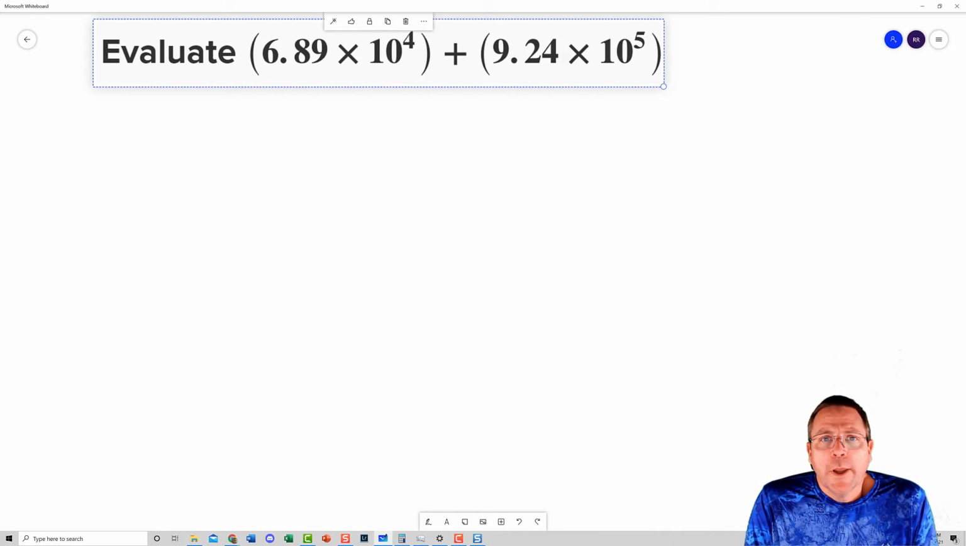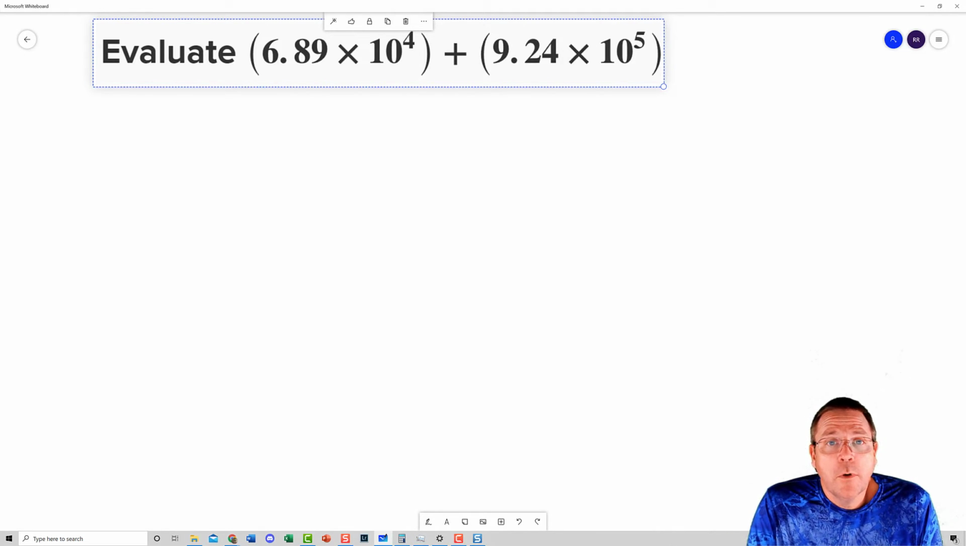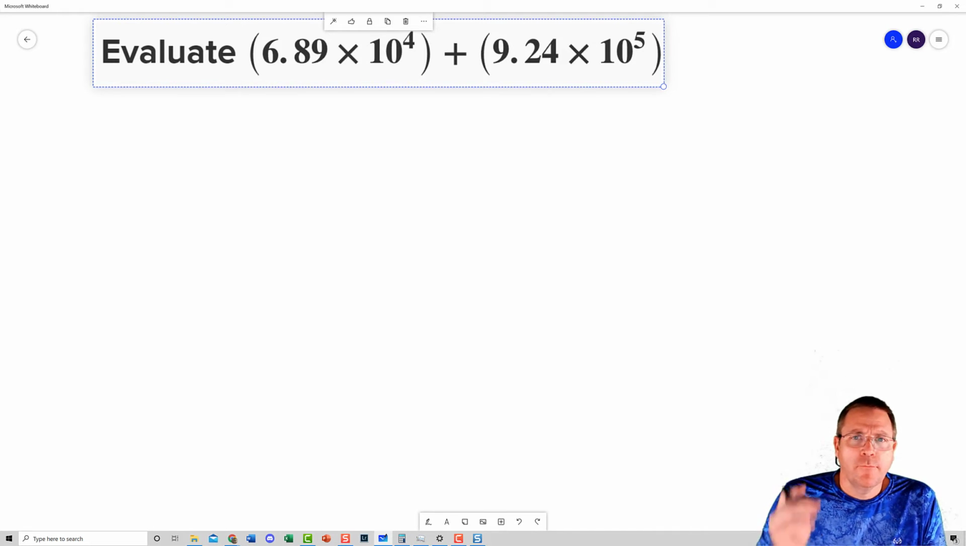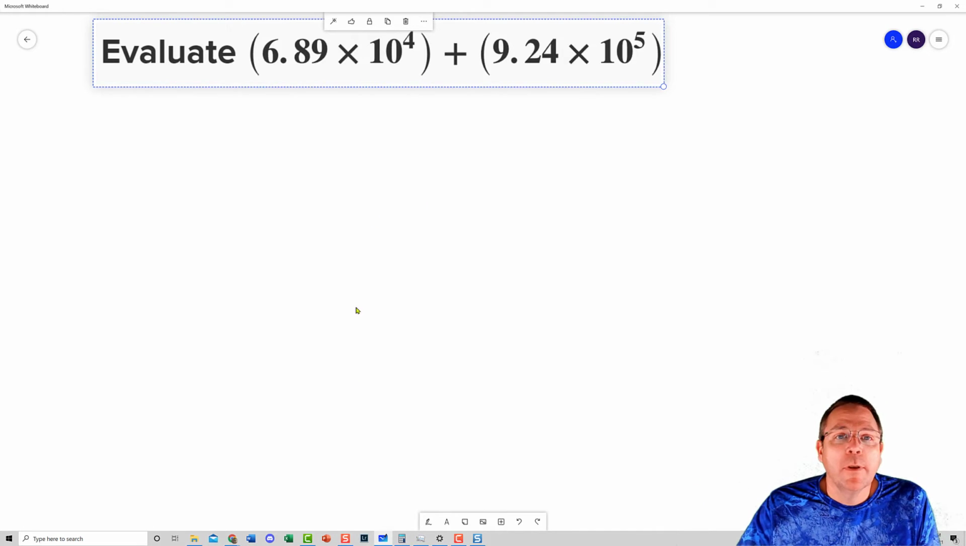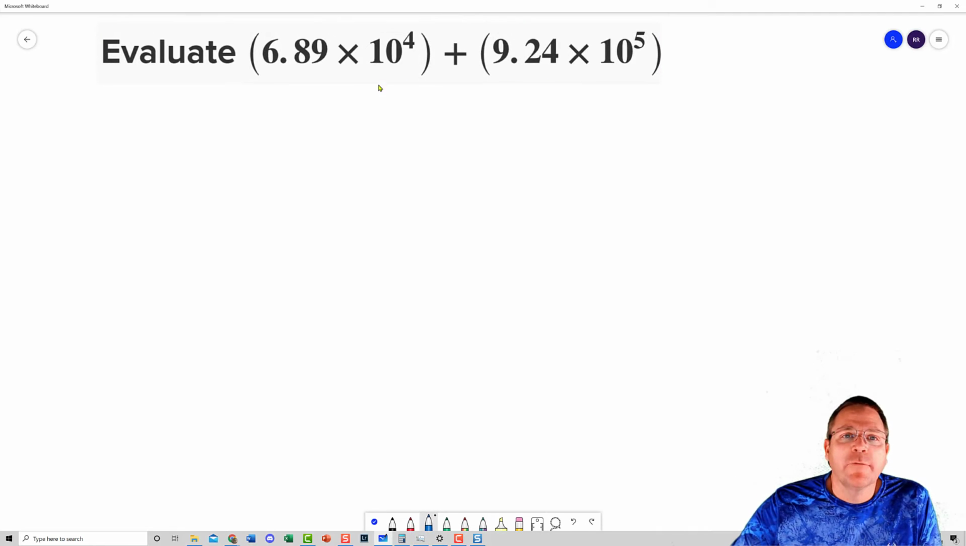Well, to start off, we have to decide, do I want to go up with 10 to the 4th or down with 10 to the 5th? I think I'm going to go up with 10 to the 4th this time, because I think that'll help me get a final answer where I don't have to do any other math afterwards.